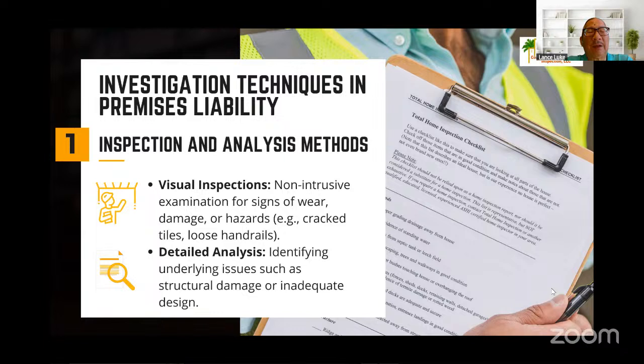And then a detailed analysis identifying underlying issues such as structural damage or inadequate design. If the person got injured because of poor design of the building or structural damage, then that's something we want to know, okay? Because our report is going to be based on all the evidence that was gathered.